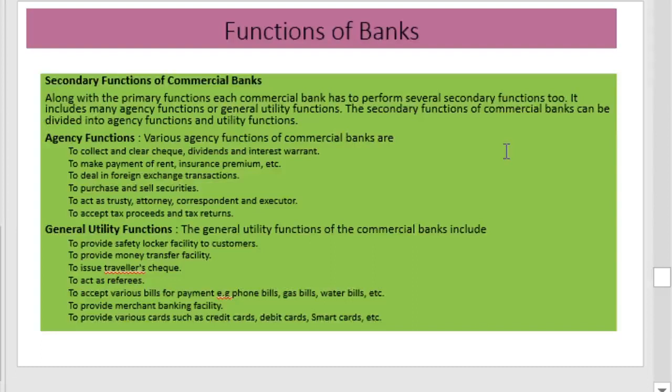These include a locker facility and a money transfer facility. Traveler's checks can be issued, and they act as a referee. Then they accept various bills for payment, such as phone bill, gas bill, water bill, etc. They can provide standing instructions, provide merchant banking facility, and provide various card facilities. These are the general utility facilities: card facility, merchant banking facilities, payment of bills, traveler's checks, transfer facilities, and locker facilities. These are the various general utility functions.